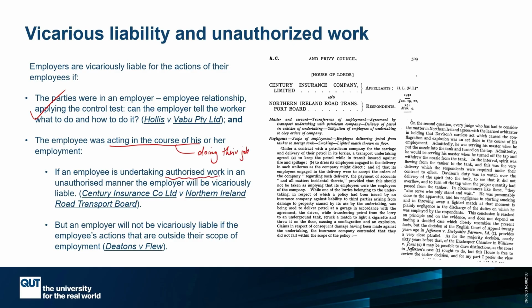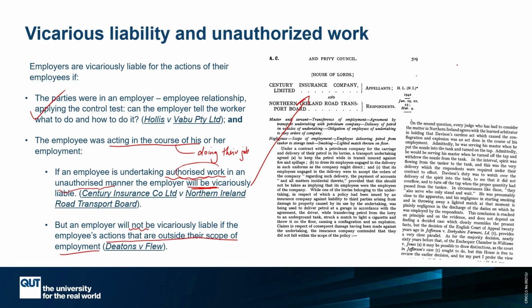Was it something that involved them doing their job? If they're doing their job, if they're doing authorised work, but they're doing it the wrong way, the employer is liable. Even if they're going against policy, it's all about what they're doing. Are they doing their job? Are they doing authorised work? But an employer is not vicariously liable for actions that aren't part of their employment. Okay, let's look at this first point in Century Insurance Company. I think it's a great case.